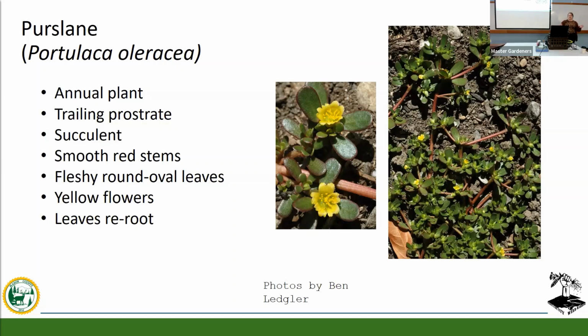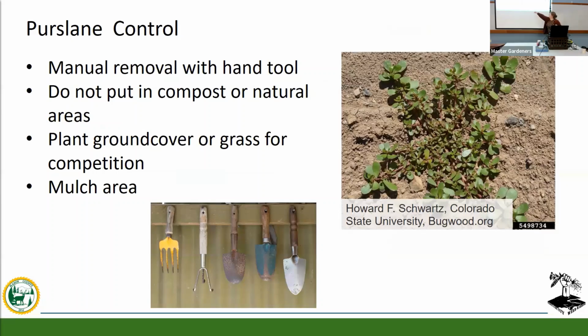Purslane can be easily hand pulled. You may want to use a tool like a gardening rake or a hoe to get out the root. And then you want to bag those plants and put them in the garbage. I learned while putting this talk together that all of these little leaves, if they pop off, can reroot. So you don't want to put them in your compost. And you want to take care to not break apart the plant too much because that may be encouraging your issue. And then, like many things, plant a ground cover, mulch the area, reduce bare ground because that is going to help with your control.